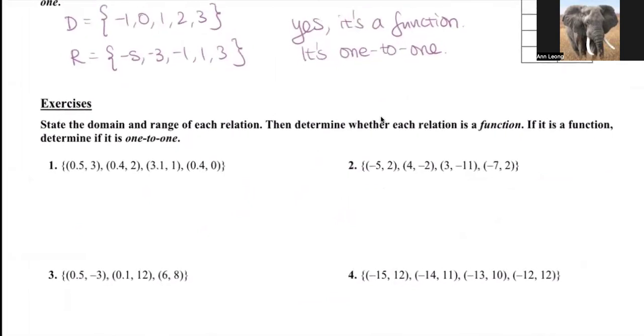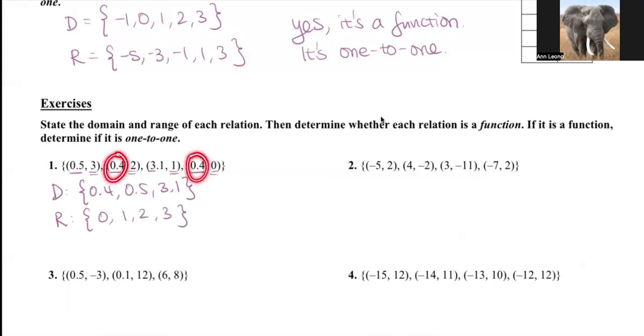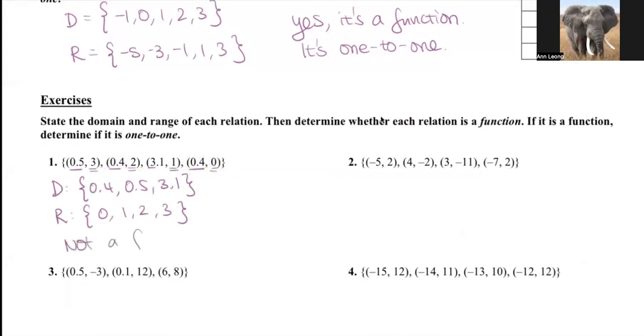Okay, let me show you a few more. This one, they write in ordered pairs, same directions. So the domain in this case are my inputs. And notice the 0.4 repeats, so I'm not going to write that one twice. I'm also going to write it from least to greatest. So 0.4, 0.5, 3.1. And then the range will be these values, again going from least to greatest. All right, now since the 0.4 I noticed repeated, that is not a function. That input goes to two different outputs. So this is not a function.